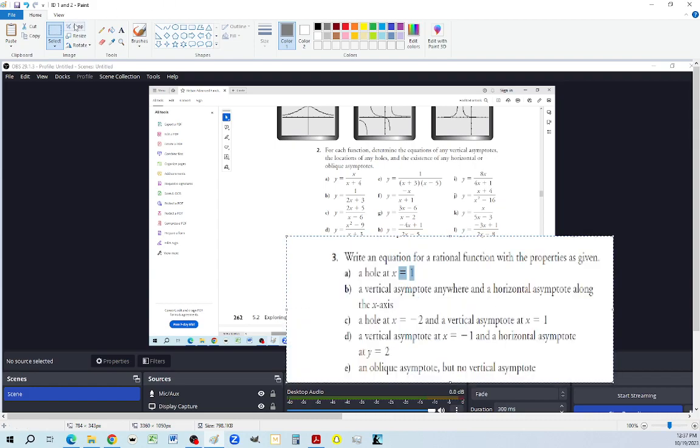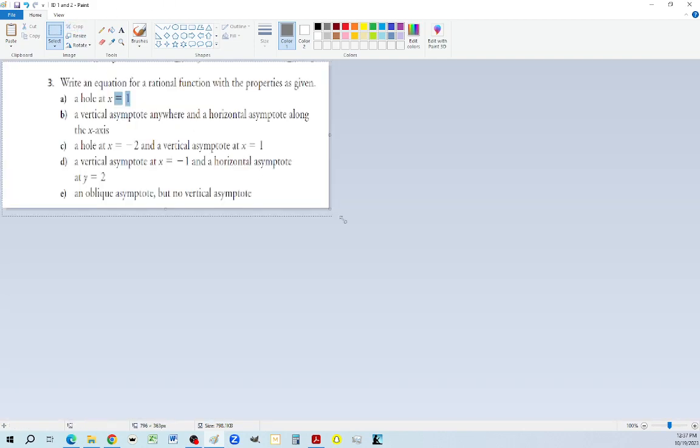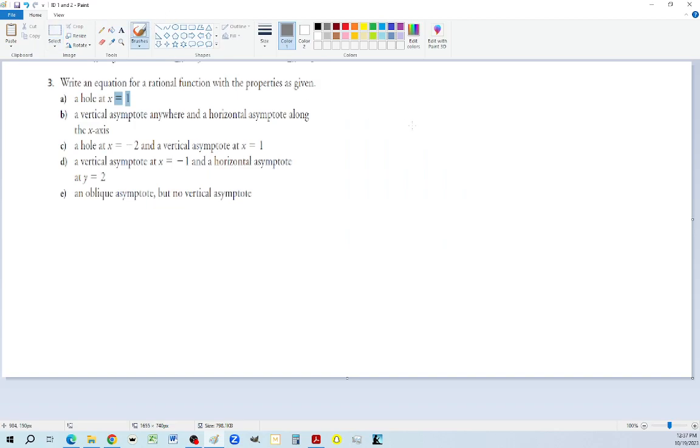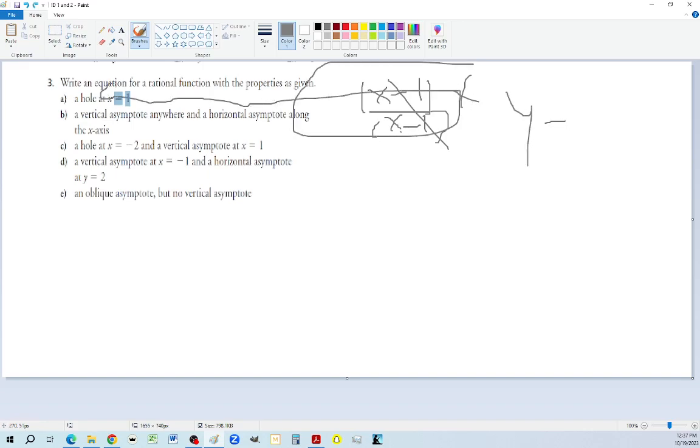So if I want a hole at x equals 1, that means I have to have x minus 1 at the bottom, and x minus 1 at the top, and then I can just add anything so that those cancel out, and I can just add like an x. So those will cancel out, and I'll be left with y is equal to x, but this formula is fine for creating a hole at x is equal to 1.